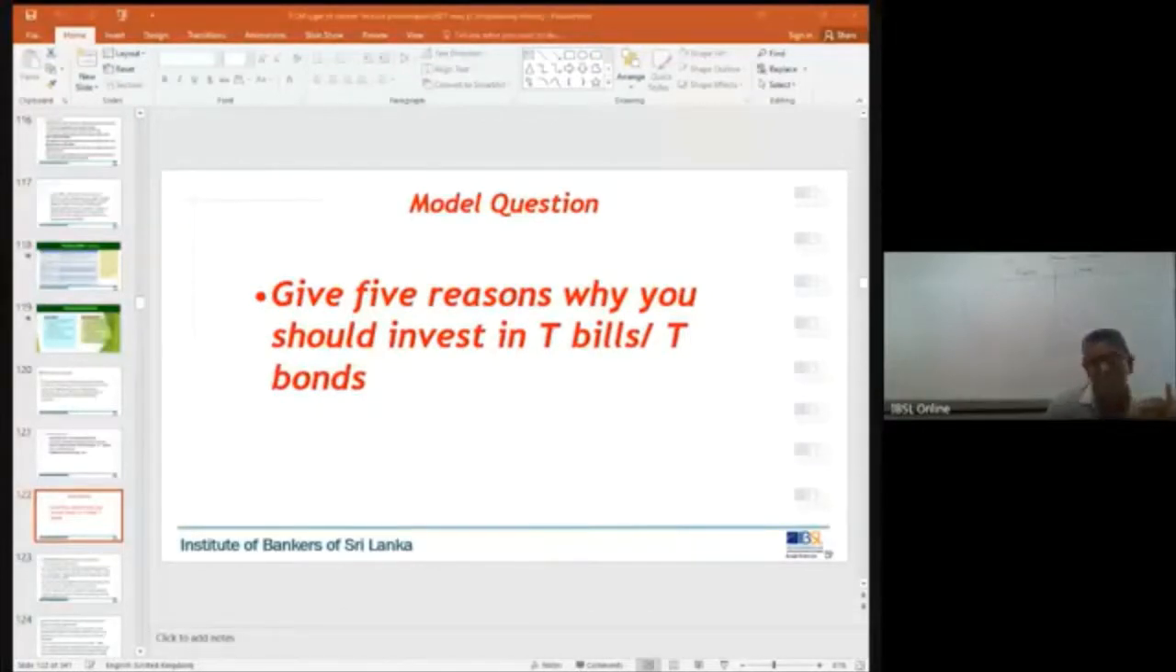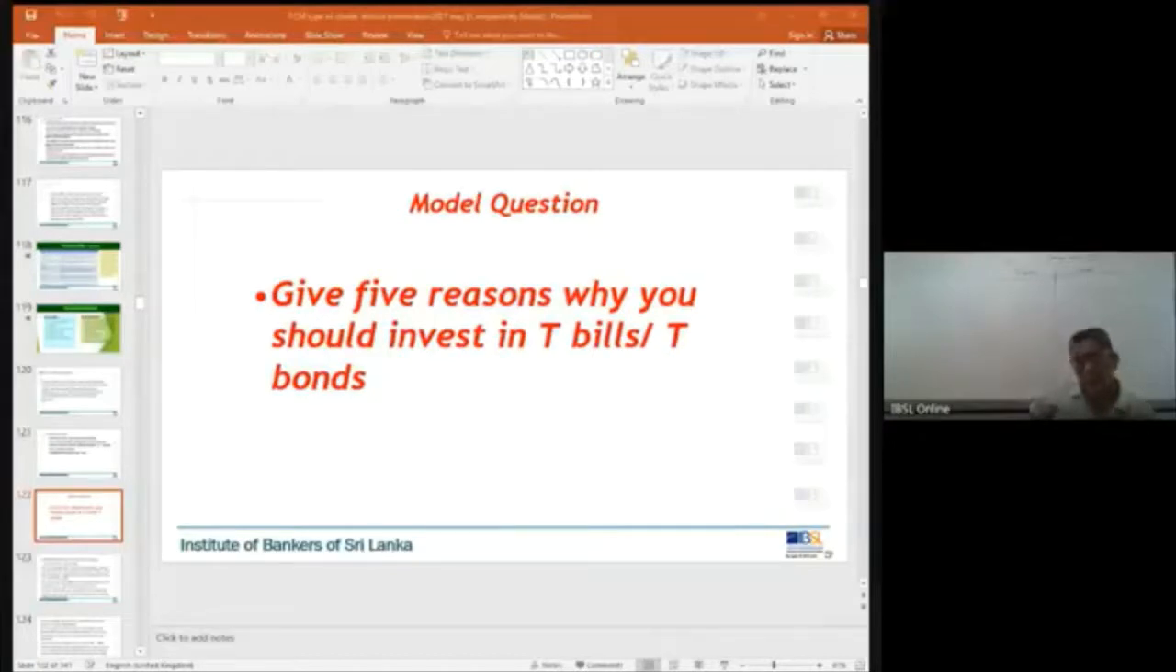Another one. Can you tell me another one? Why is the investor willing to spend? Another one, you can make use of them as securities or collaterals. You can make use of them as collateral.